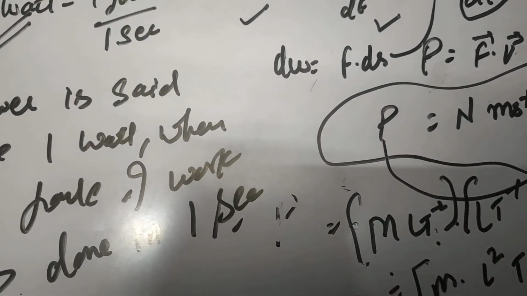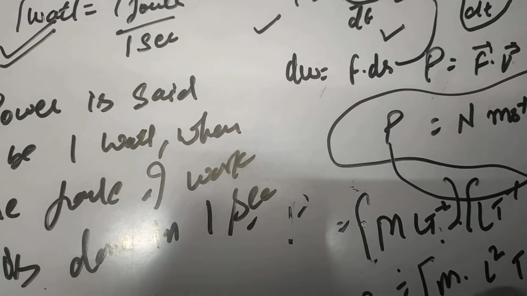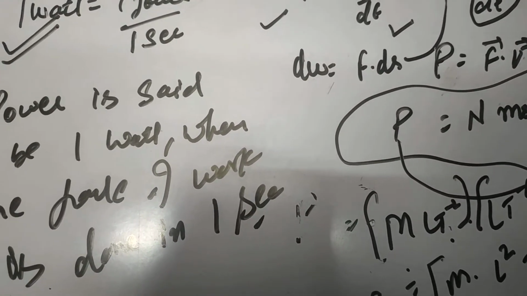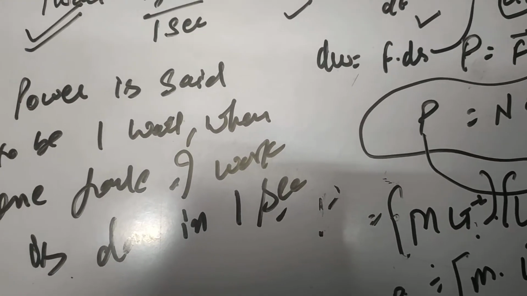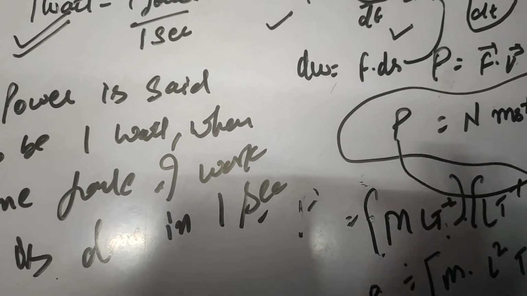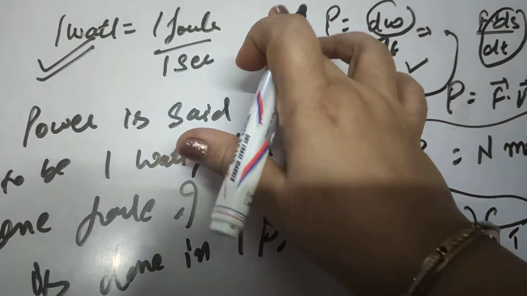There are other commercial, bigger units of power, that is kilowatt, megawatt, or 1 HP, horsepower, which is equal to 746 watts. So there are many more units for power, but generally we use the unit 1 watt, which is equal to joule per second.